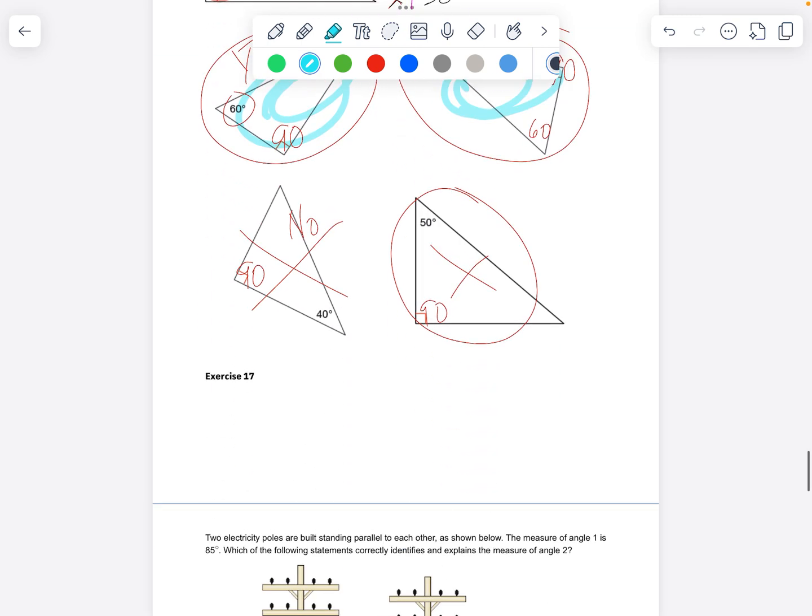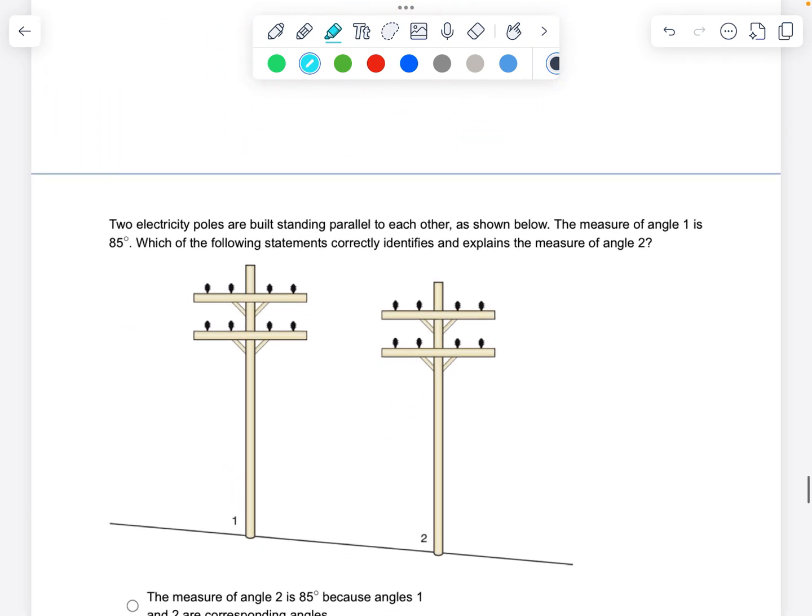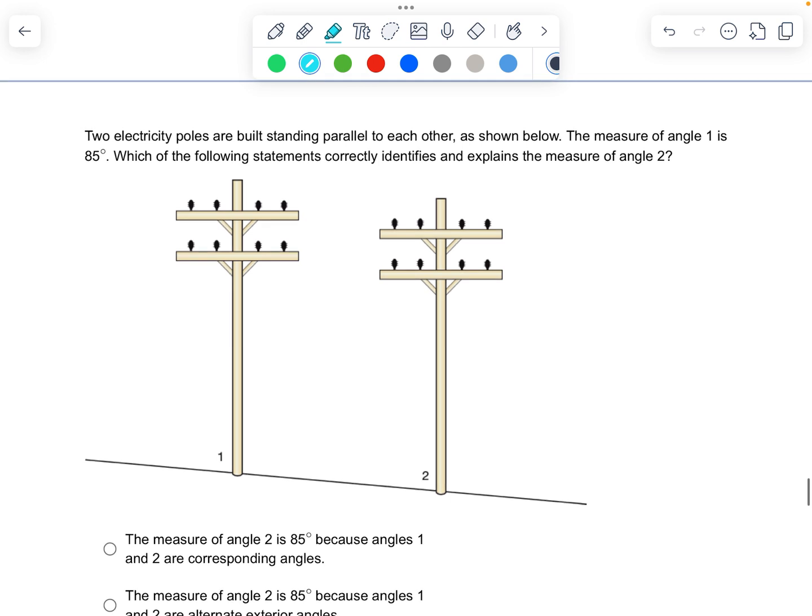All right, so that was number 16. Number 17, you guys are being patient. Stick with me. We're almost there. Let me have a little bit more water. I don't know what time it is.